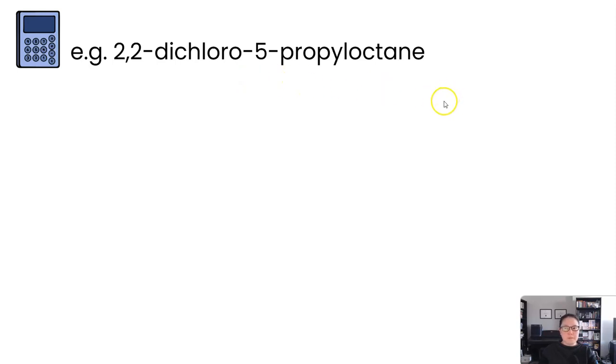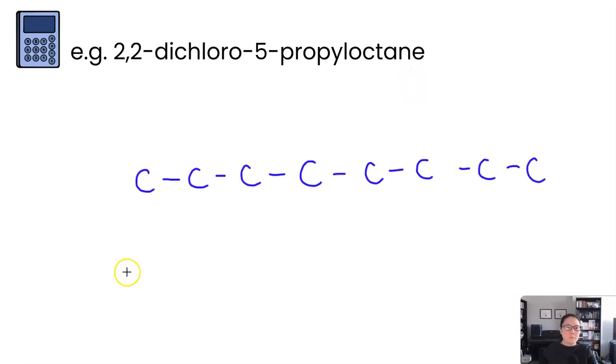All right, so here we go. We have our name. So first thing we want to do is draw our parent chain. Our parent chain is right at the back here. It's octane. So octane means it's going to be 8 carbons and no double bonds. And start from one side, number your carbons. I'm going to go left to right because I grew up using texts that go left to right.